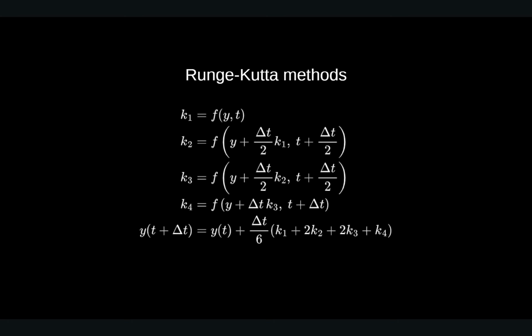These four slopes are then combined into a weighted average. This averaging process makes RK4 far more accurate than simpler methods like Euler's method, while still being easy to implement and computationally efficient. In practical terms, RK4 helps us capture the highly sensitive dynamics of the double pendulum without introducing large numerical errors or instabilities. Even though the system is chaotic, RK4 allows the simulation to faithfully follow the fast-changing motion over long periods of time.